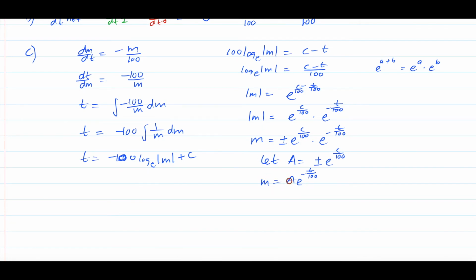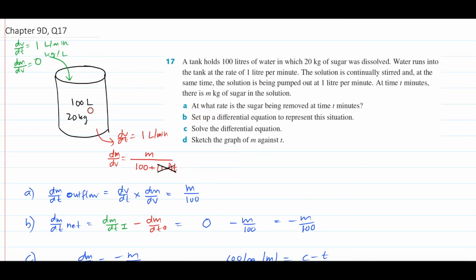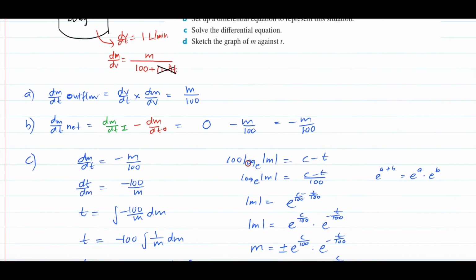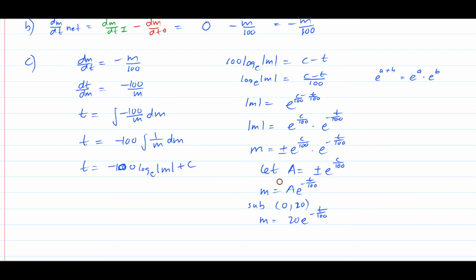So there we go. You now have m in terms of time, m as the subject. The only thing we have left to do is solve for a, and that's pretty straightforward. We just sub in the point that they give us: mass equals 20 kilograms at the start. So when t equals 0, mass was 20 kilograms. So sub in t equals 0, m equals 20. If you do that, you'll get a equals 20, because e to the power of 0 is 1, and then a is just 20. So m equals 20 times e to the power of negative t over 100. And that is your formula, the solution to your differential equation. Okay, so that's part C.